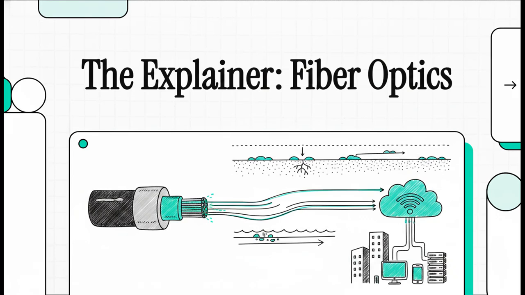Welcome to The Explainer. Today we're diving deep into the actual, physical, glass-based infrastructure that secretly powers the modern internet. It's so easy to just think of our digital world as this magical thing floating in a wireless cloud, but the reality is deeply physical. It's buried underground, it's stretching across ocean floors, and today we're decoding exactly how that works.